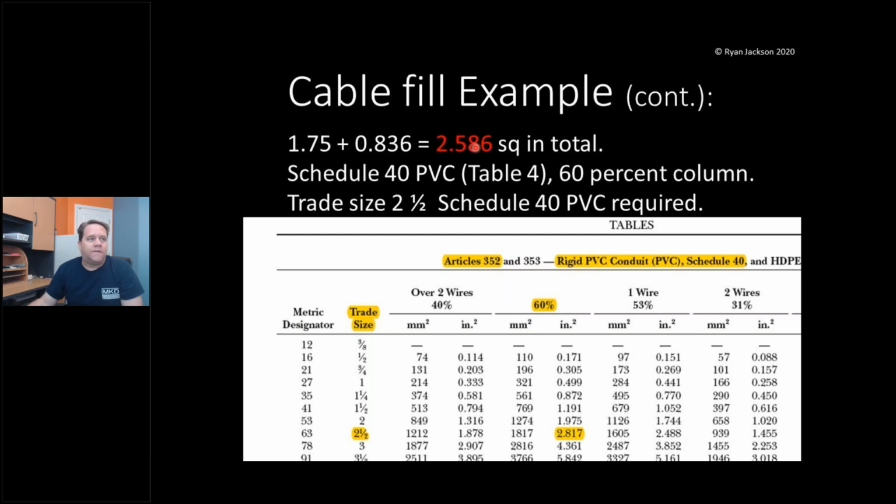I need 2.586 inches of accommodation. I go down here, trade size 2 is too small. Trade size 2.5 is just right, 2.8. So that's how we do this calculation.